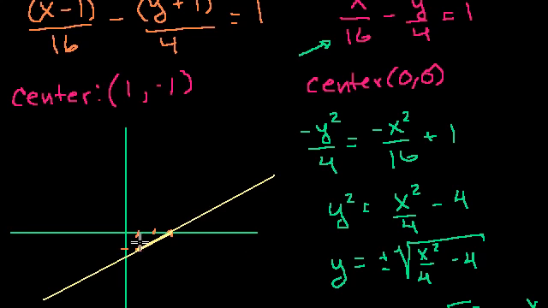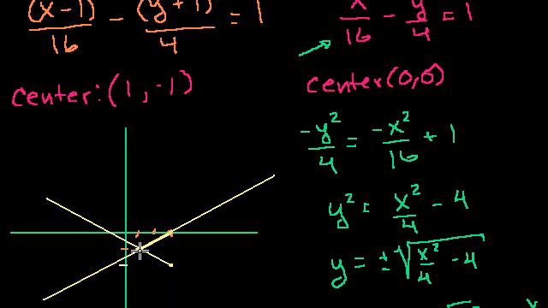And then the other asymptote is going to have a minus 1/2 slope. So if I remember, this is our center, 1, minus 1. So if I go down 1 and over, so when I go over 2, I go down 1. So that'll be right there. Let me draw that asymptote. It's going to look like that.